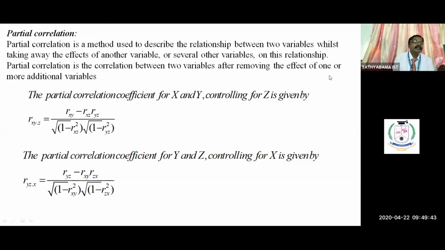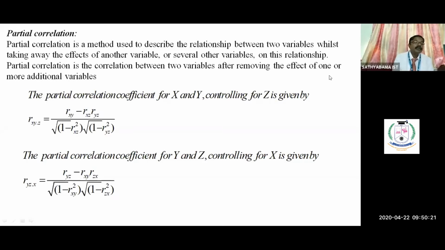In other words, they will say this is called zero correlation. According to the definition, the partial correlation is given by Rxy dot z. Same way, we can define the partial correlation coefficient of y and z, controlling for x, without considering the effect of x, is given by Ryz dot x equal to Ryz minus Rxy Rzx by square root of 1 minus R square xy, 1 minus Rxz square.